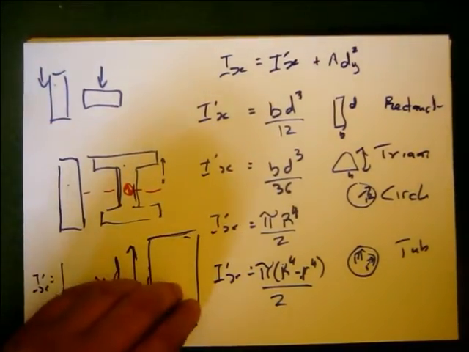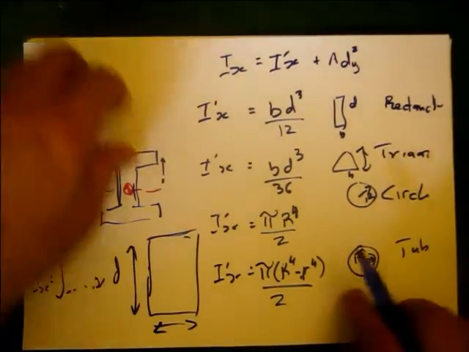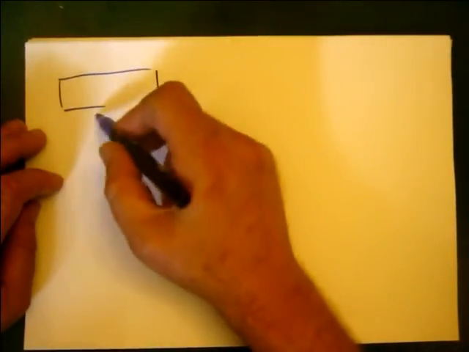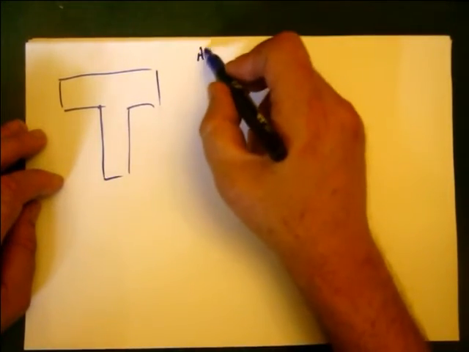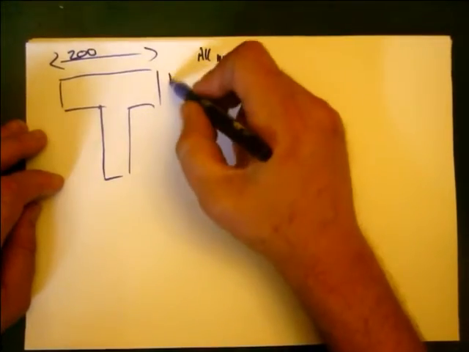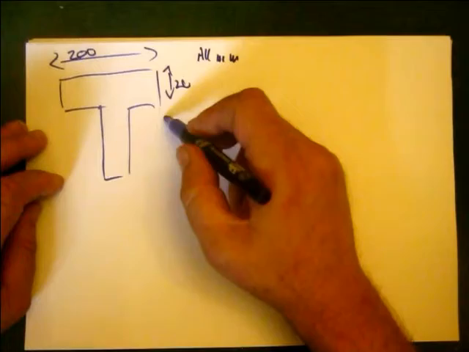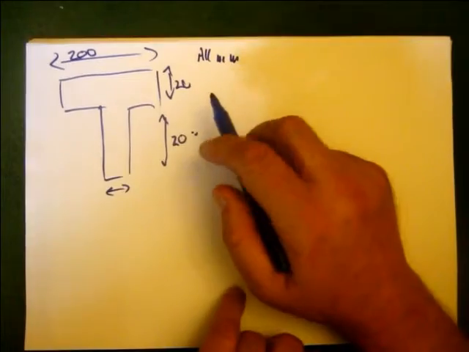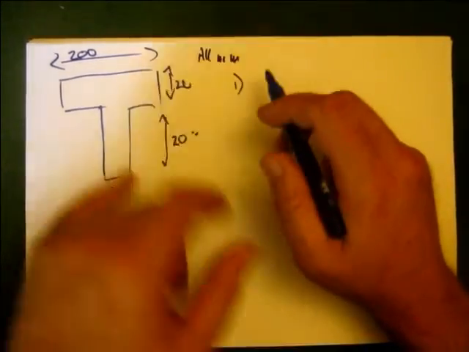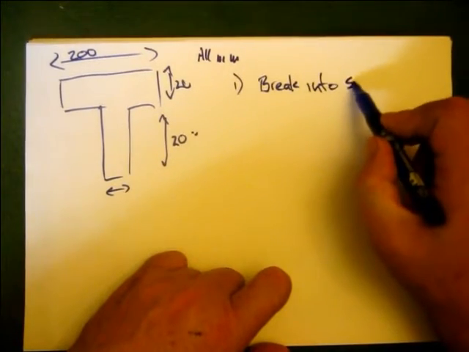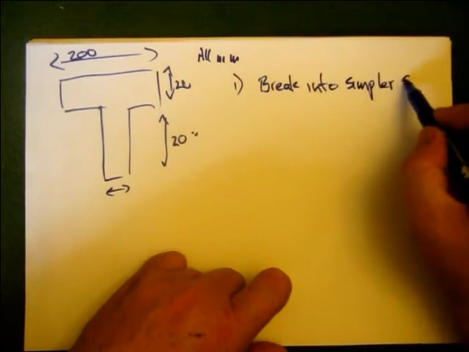So let's look at the steps of actually doing this. Let's imagine I'm going to do a T-section, all in millimetres. Let's make this, I don't know, 200 by 20. Obviously this is not to scale. This is 200 by 20. We're going to break this up into several steps. Step 1 is break into simpler shapes, and this is to find the second moment of area.